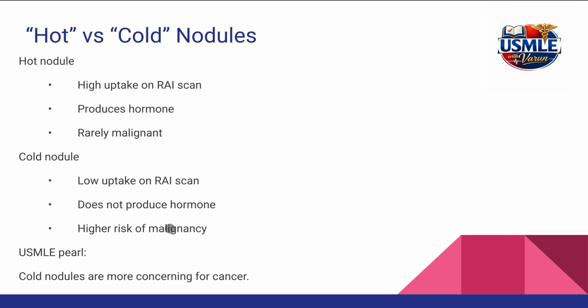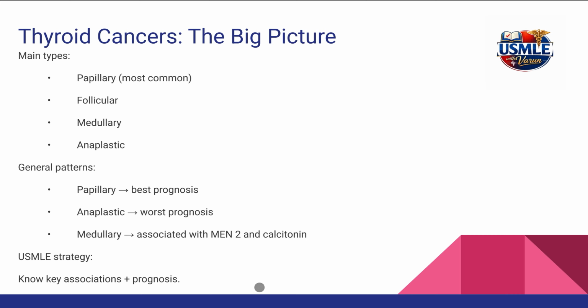Now let's try to differentiate between hot and cold nodules. Hot nodules are rarely malignant, whereas cold nodules are more concerning. A hot nodule has high uptake on radioactive iodine scan. It produces hormones and is rarely malignant, whereas a cold nodule has low uptake on the radioactive iodine uptake scan. It does not produce hormone and there is a higher risk of malignancy with these cold nodules. Hot nodules are rarely malignant, and cold nodules are more concerning for cancer.